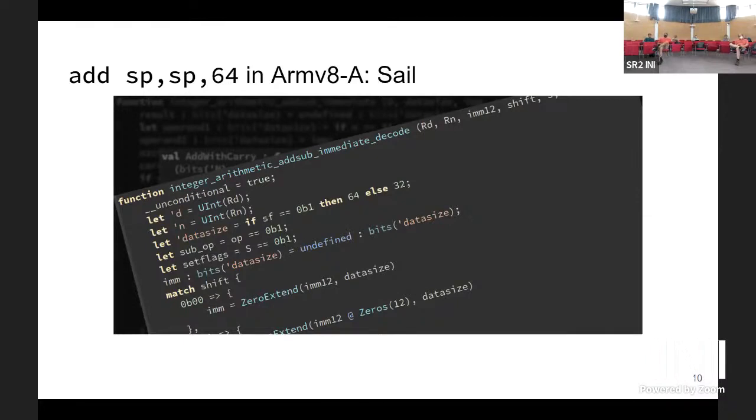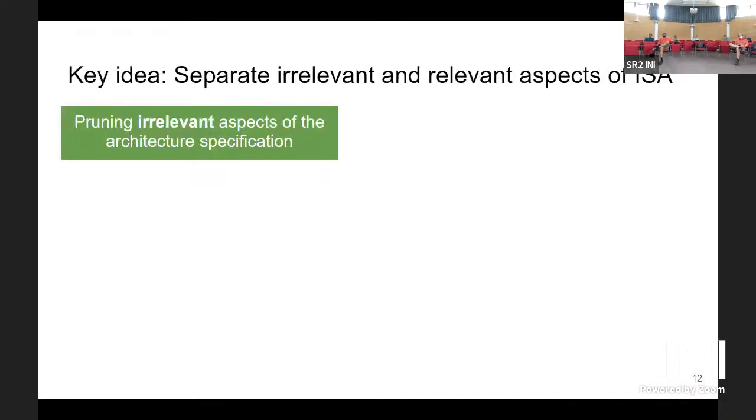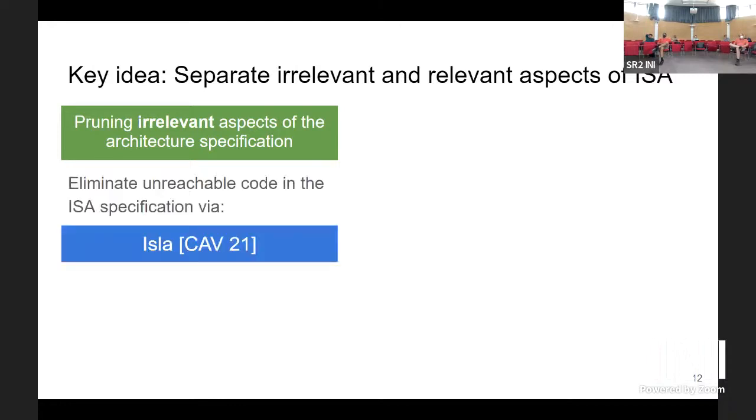So the key observation of Islaris is that most of the time you don't care about most of this complexity. And so we separate out the relevant and irrelevant aspects of the architecture for the proof that you want to do. The objective is to prune as much of the irrelevant architecture specification as we possibly can. To do this, we use a tool called Isla, which was presented at CAV 21. Isla is a symbolic evaluator for Sail.